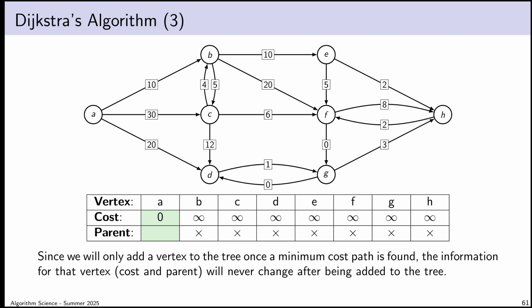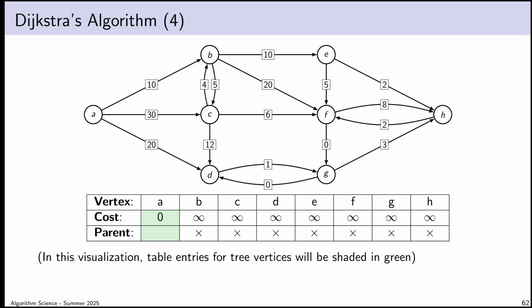So we're only going to add a vertex to our formal tree once I've found the minimum cost path. And once I've added it to the tree, the information in the table for that vertex is locked in permanently, because once the cost is the minimum cost, it's never going to go down further. And the cost, of course, never goes up, just like in the Bellman-Ford algorithm. Now, in the visualization, I'm going to use the green outlining to show what's currently in the tree. I will also fully shade table entries for tree vertices green to indicate that they are locked in forever because the vertex is in the tree.